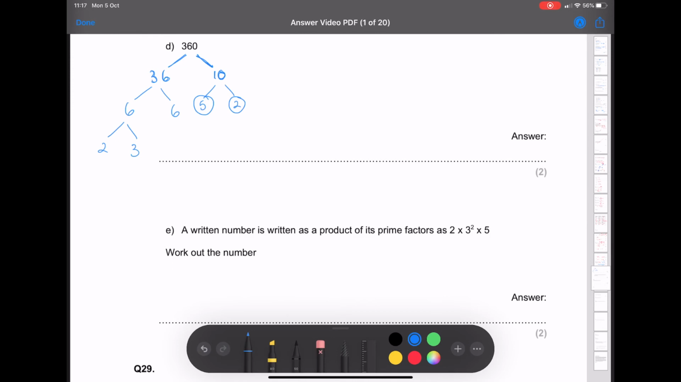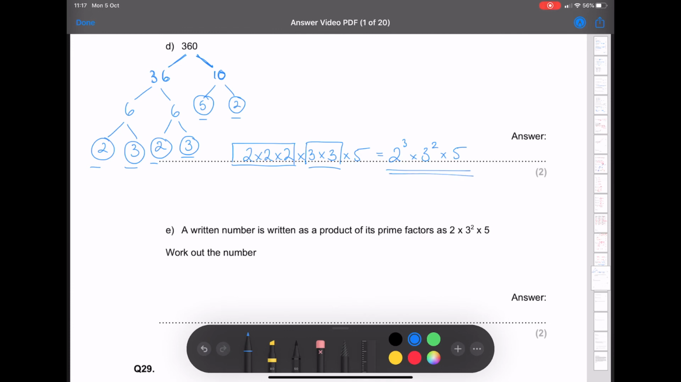2 times 3 is 6. 2 times 3 is 6. Okay, so we have got 1, 2, 3 2s, 2 3s, and a 5. 3 2s is 2 cubed, 3 squared times 5. Okay, that'd be your answer.